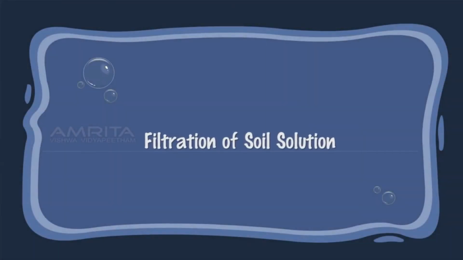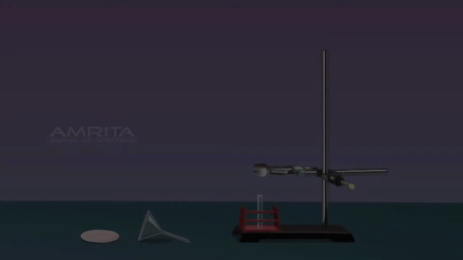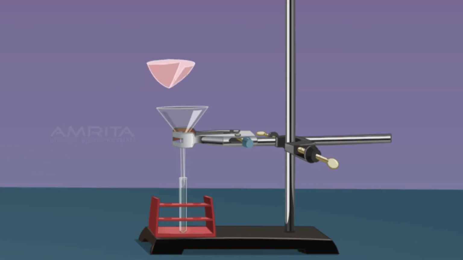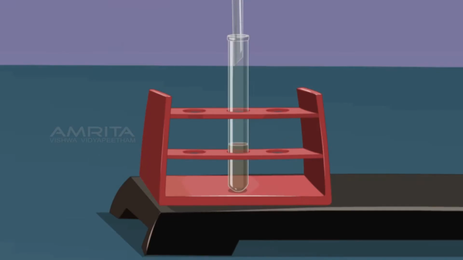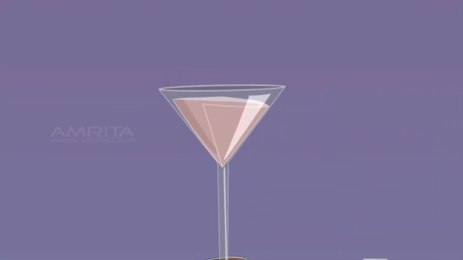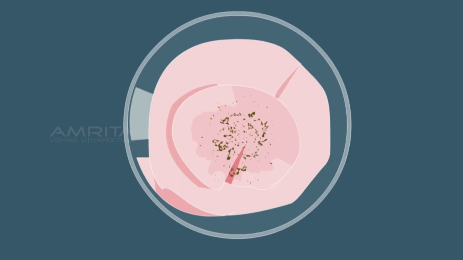Filtration of soil solution. Place a funnel over a test tube using a clamp stand. Then place a filter paper in the funnel. Now, pour the soil suspension taken in another test tube through the funnel. A clear filtrate is obtained. Soil particles are seen on the filter paper. This indicates that suspended components of a suspension can be separated by filtration.